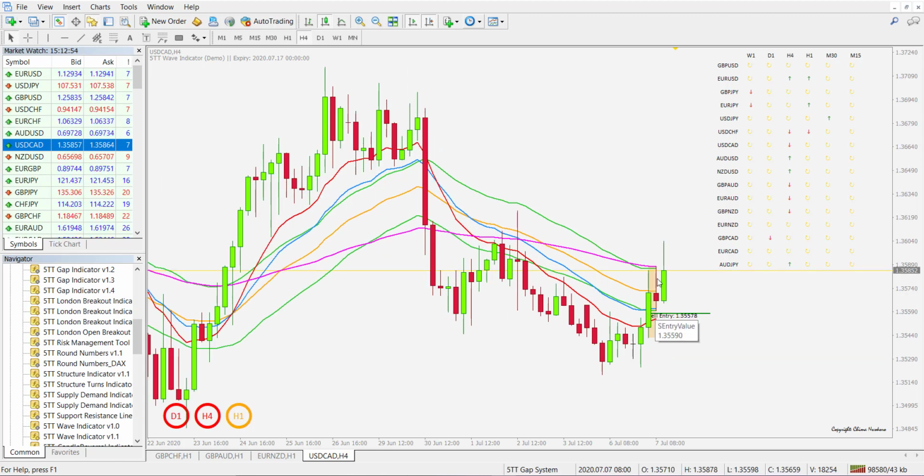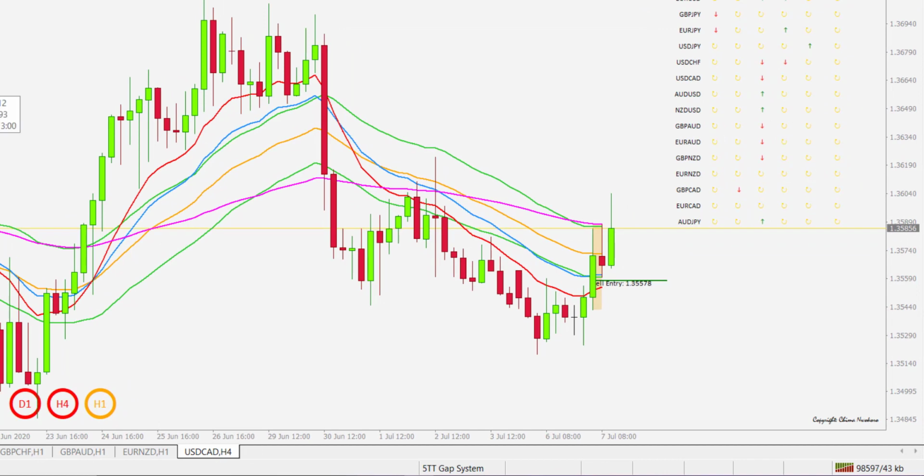The next one, USD CAD, that hasn't been triggered yet, so price needs to come back down for it to be triggered. So no trade on that. AUD USD, what's that like?